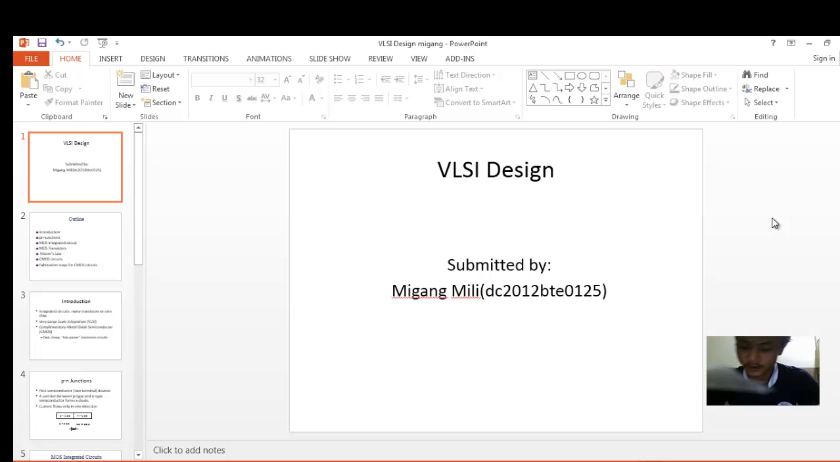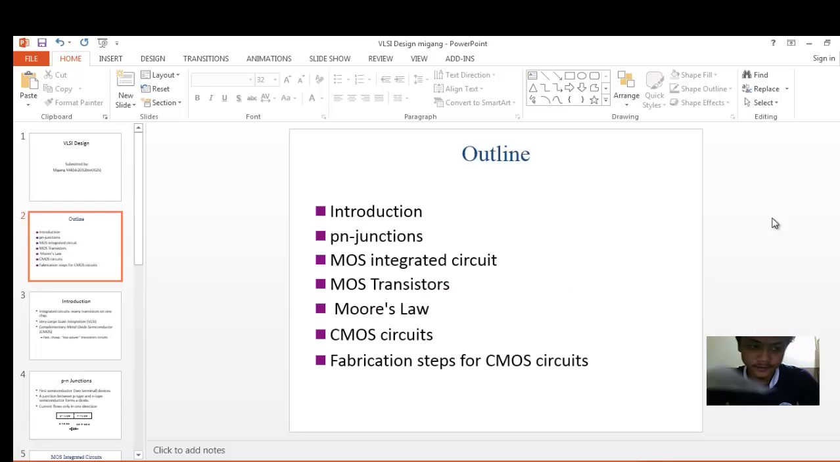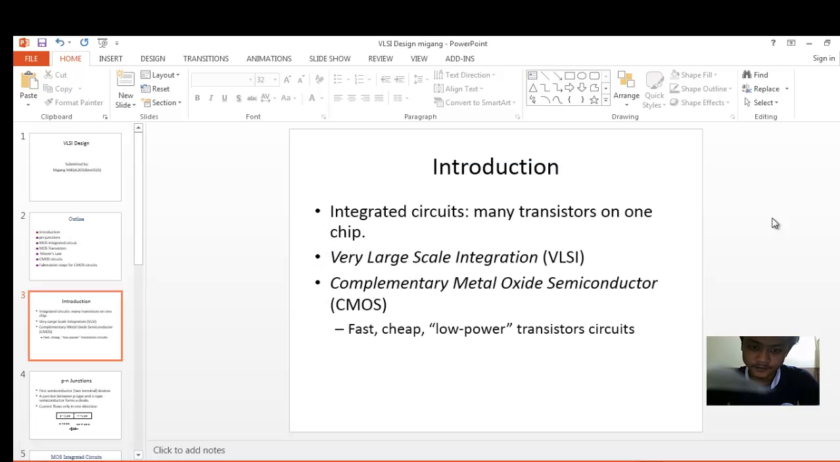Today, we are going to learn the basics of VLSI design. So, in the outline, we have the introduction part, then PN junctions, then MOS integrated circuits, MOS transistors, Moore's law, CMOS circuits, and lastly, the fabrication steps for CMOS circuits.